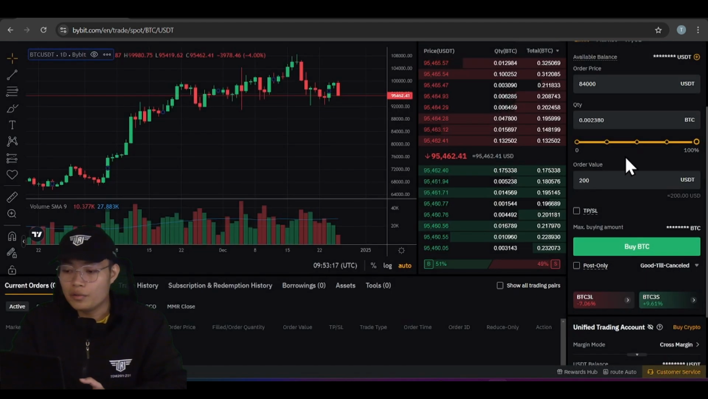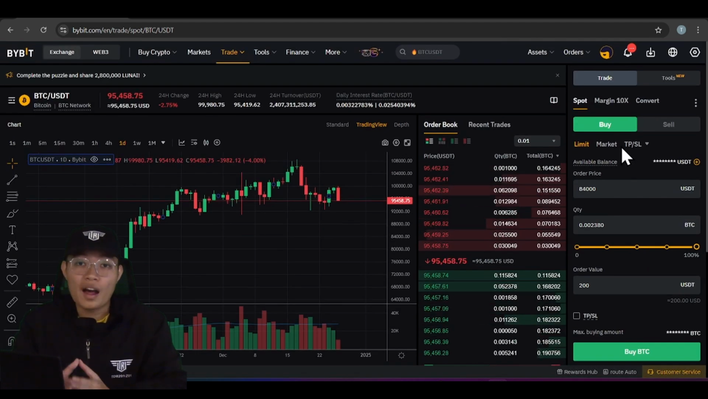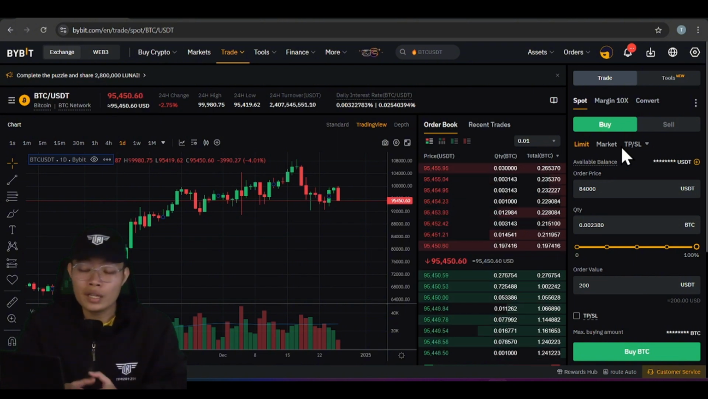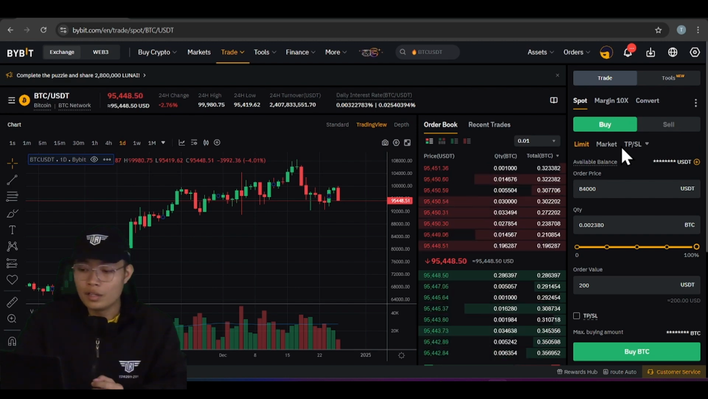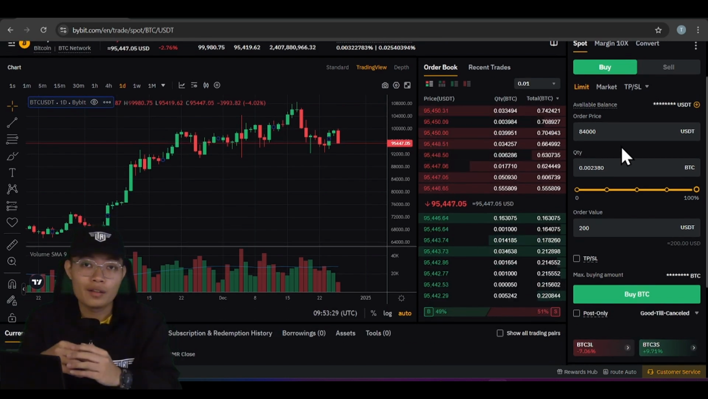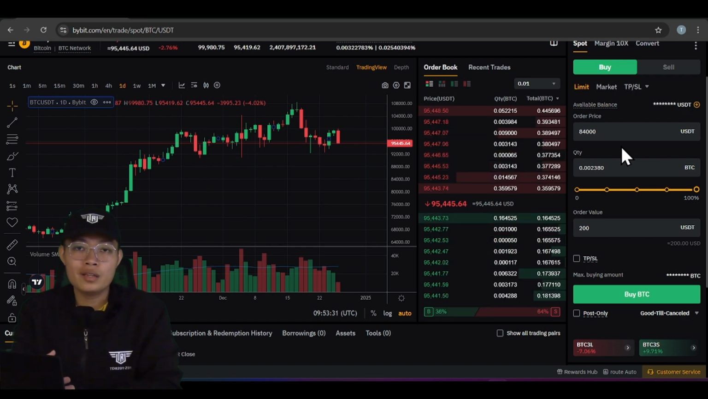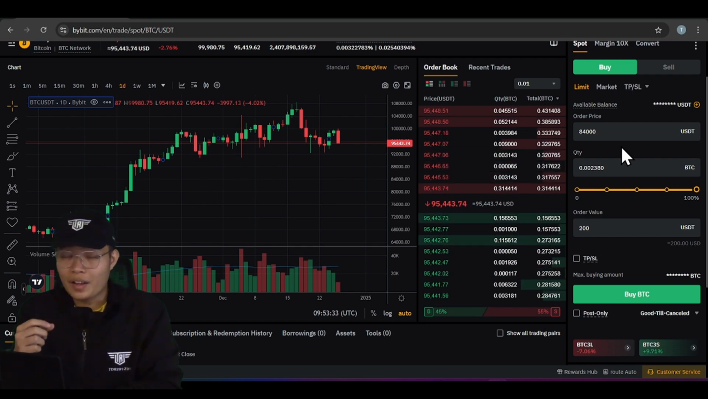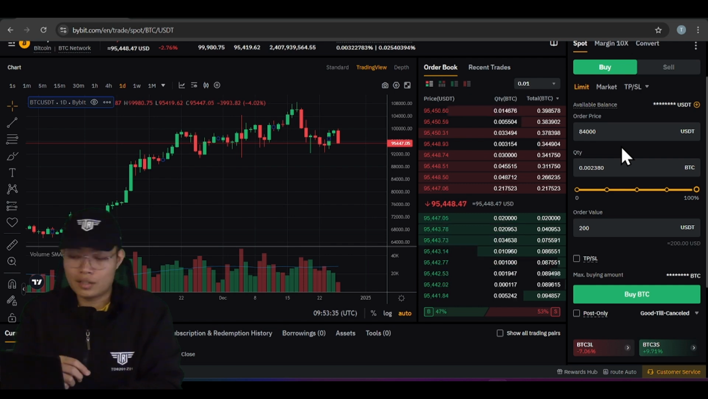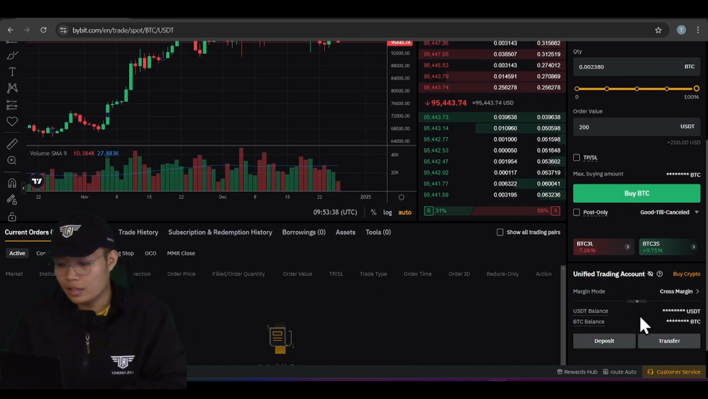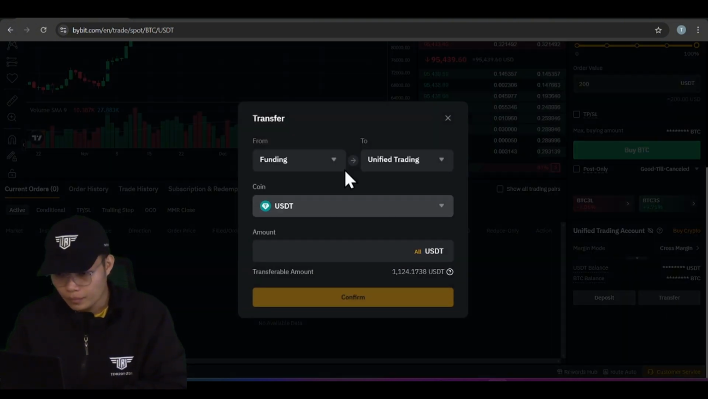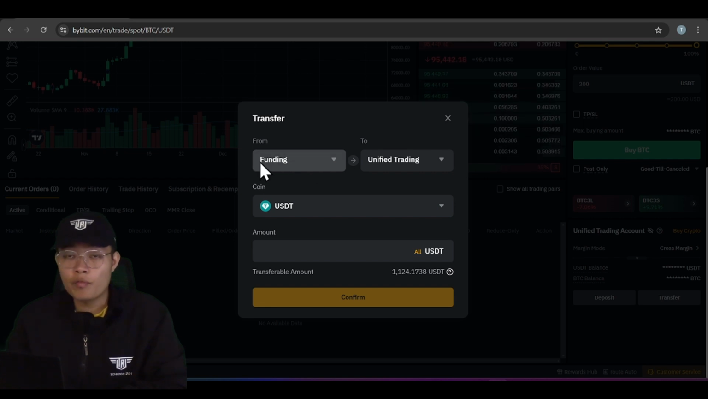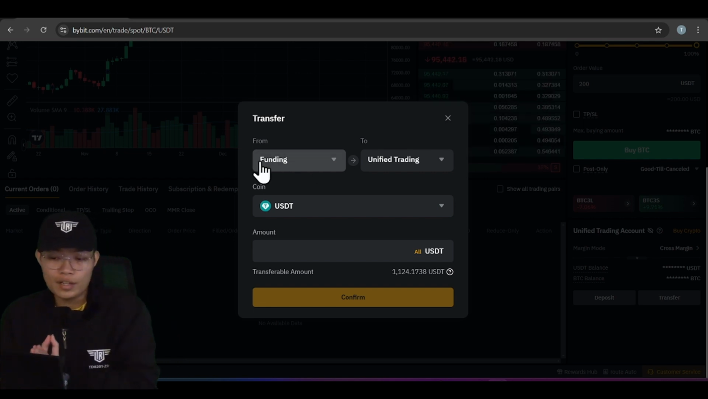The reason behind you getting this is actually your fund is in your funding account. So in order for you to make your first trade in ByBit, you need to transfer your funds, your cryptos or USD, from the funding account to your trading account. You can just scroll down, click here and click transfer. So for example, I want to transfer from my funding to my unified trading account.